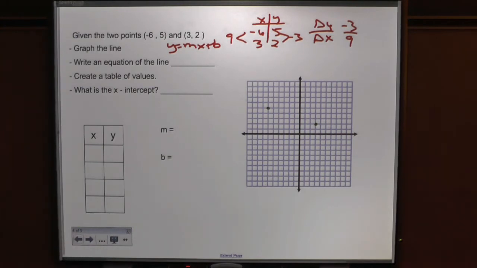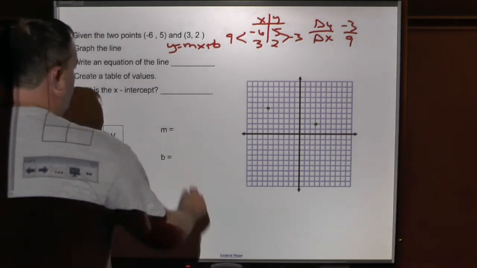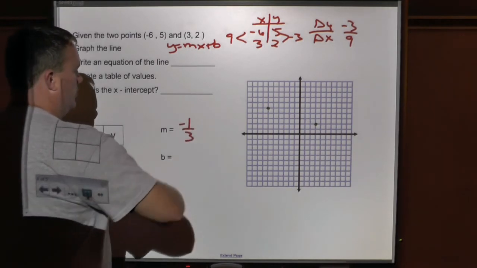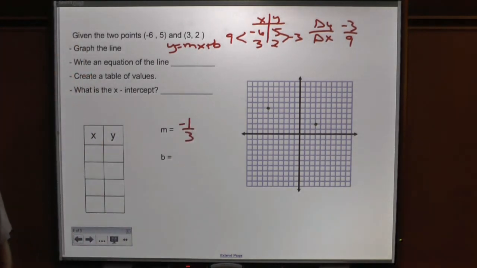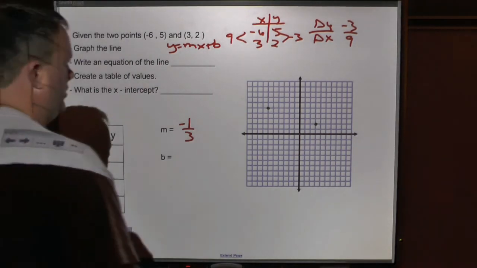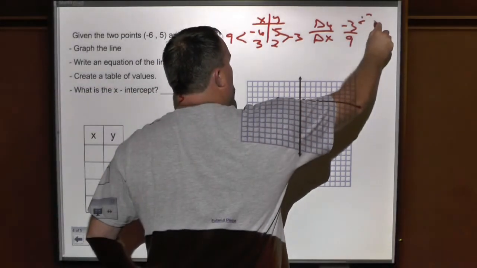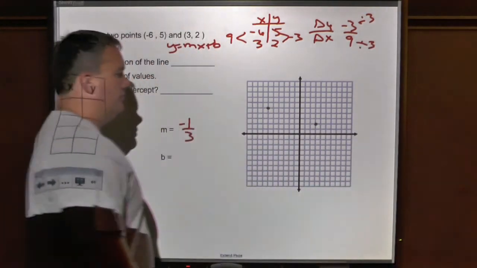Now, -3 over 9, that reduces. You can reduce that to -1 over 3. All right? It's not -3, it's -1 over 3. It is a fraction. All you do is you divide each of these by 3. That's how you reduce it.